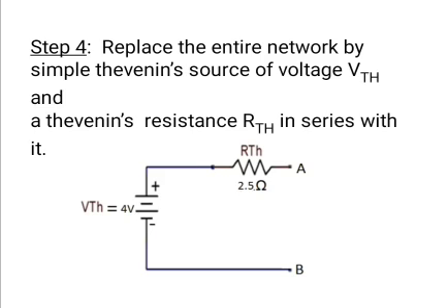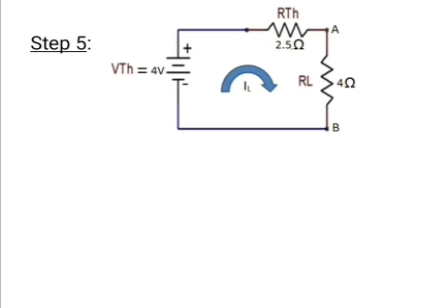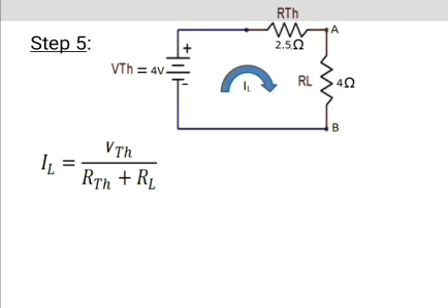Step 4. Replace the entire network by a simple Thevenin source of voltage VTH and a Thevenin resistance RTH in series with it. Step 5. Finally, connect the load resistance across the terminals A and B and calculate the current through or voltage across the load. That means IL is the load current.